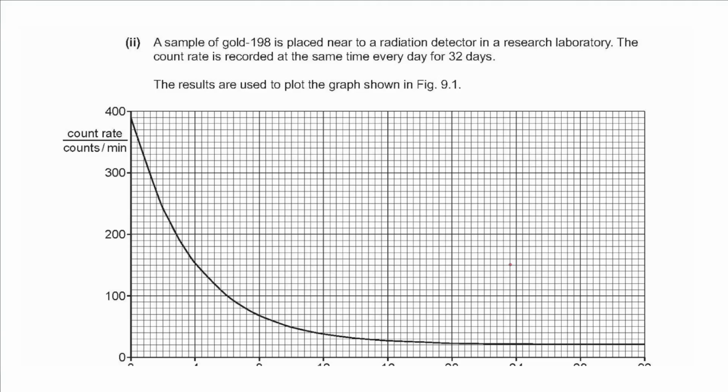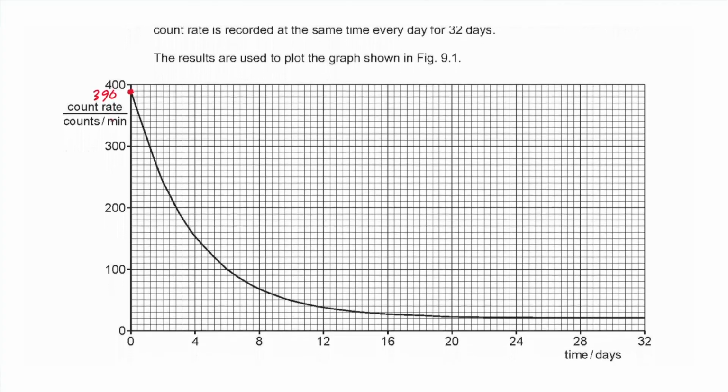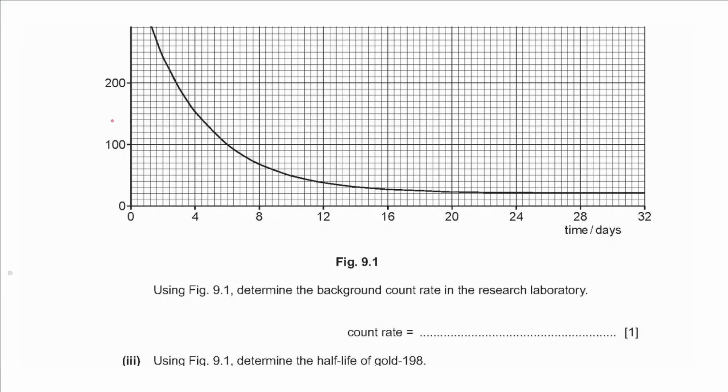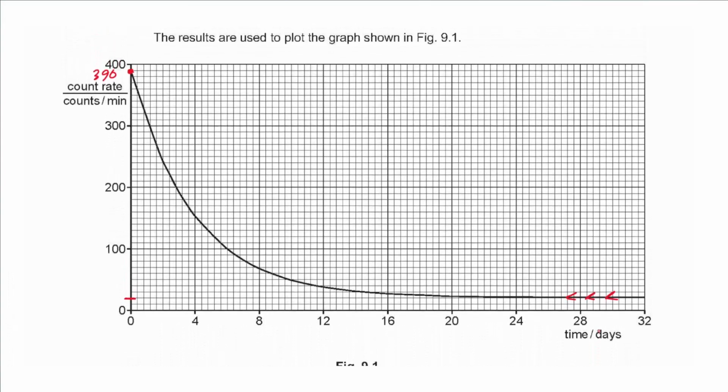Part I says a sample of gold 198 is placed near to a radiation detector in a research laboratory. The count rate is recorded at the same time every day for 32 days. So we have the starting point here at 390 and the activity decreases with time. Using figure 9.1, determine the background count rate. That is the count rate at which the radiation stops decreasing, or the activity stops decreasing. So it is at this point, which is approximately 20 counts per minute. That was the unit for the y-axis.